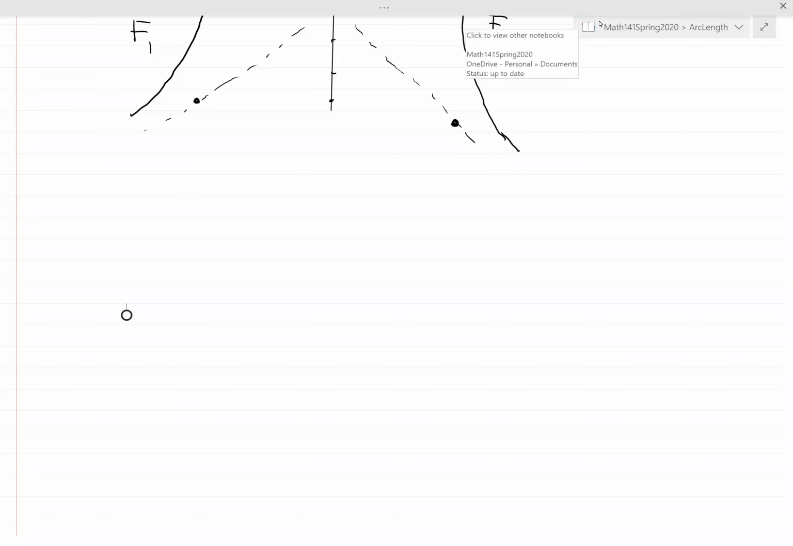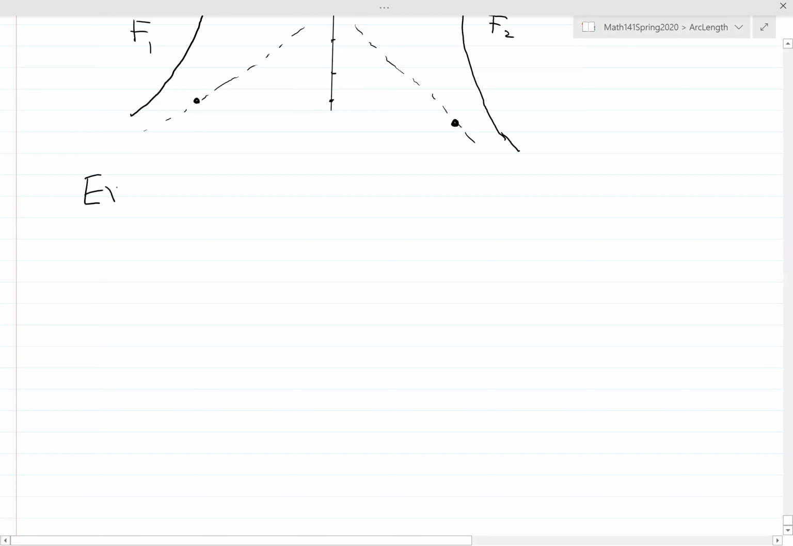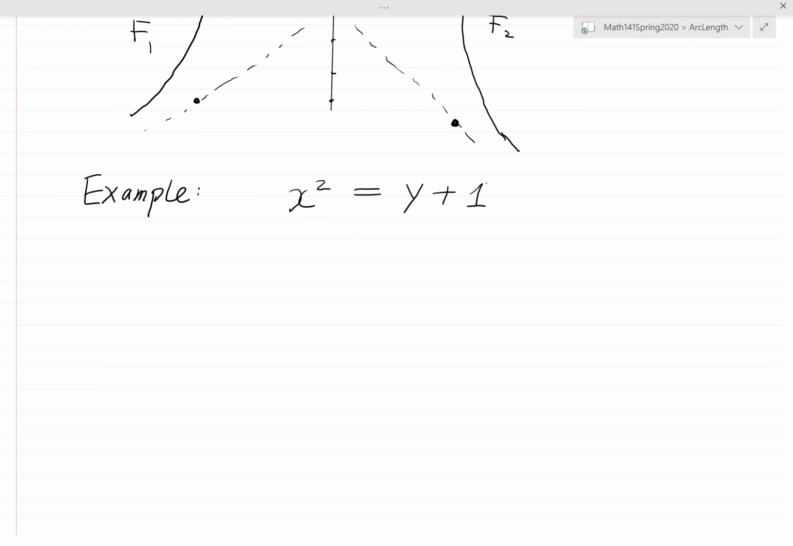Okay, now let's do some examples of this quadratic curve. Okay, let's do some examples. x squared equals y plus 1. What is this curve? Well, you see, it's x squared and y is degree 1. So this is a parabola.